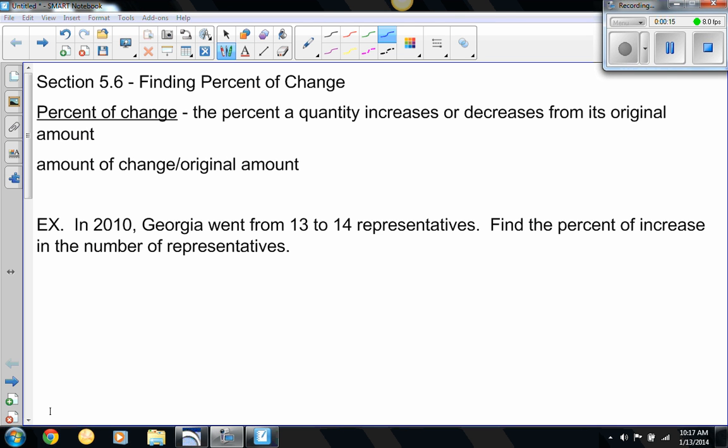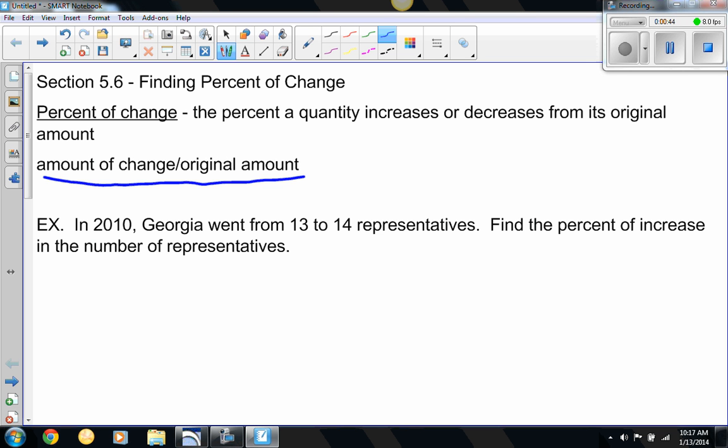So percent of change is the percent a quantity increases or decreases from its original amount. So it could go up or it could go down. So you could have a percent increase or a percent decrease depending on what it is you're talking about. And to find this, we're going to use this little formula right here. The amount of change divided by the original amount. So how much it changes from one number to the other, and then you divide it by the number that it started with, the original one.